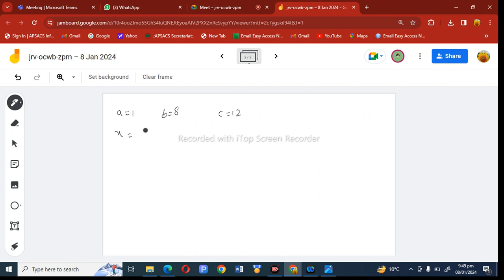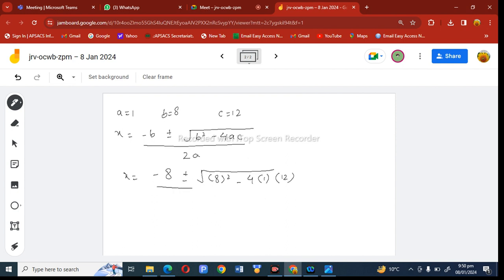Now, okay, this is the formula: x equals negative b plus minus the square root of b squared minus 4ac, over 2a. So x is equal to negative 8, b is 8, so I'm going to write down 8. I'm just going to substitute the values of a, b and c. So b squared is 8, so I'm going to take the square of 8 minus 4ac over 2a, which is 1.